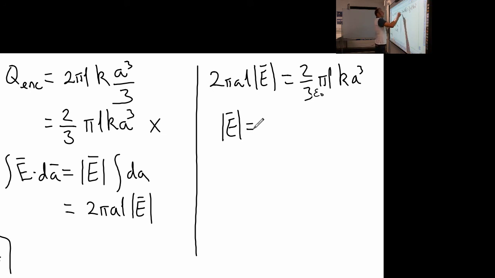So for the electric field, the 2 is going to cancel, pi is going to cancel, A is going to cancel, and L is going to cancel. It's going to be equal to 1 over 3 epsilon naught times K A squared, in the s hat direction.